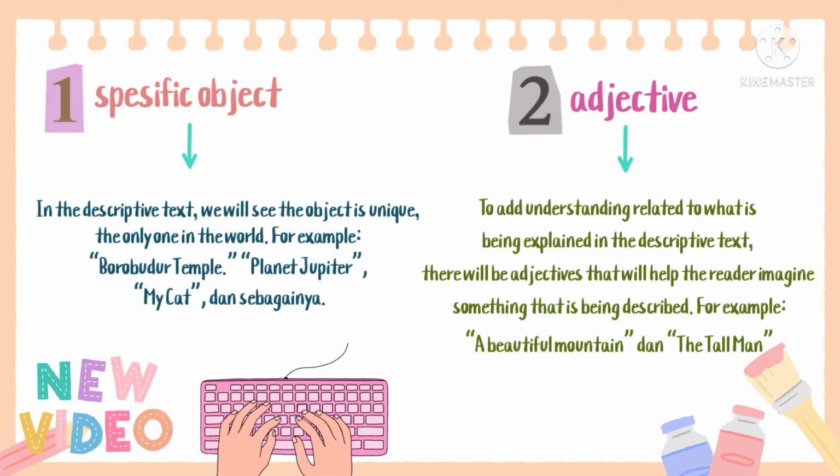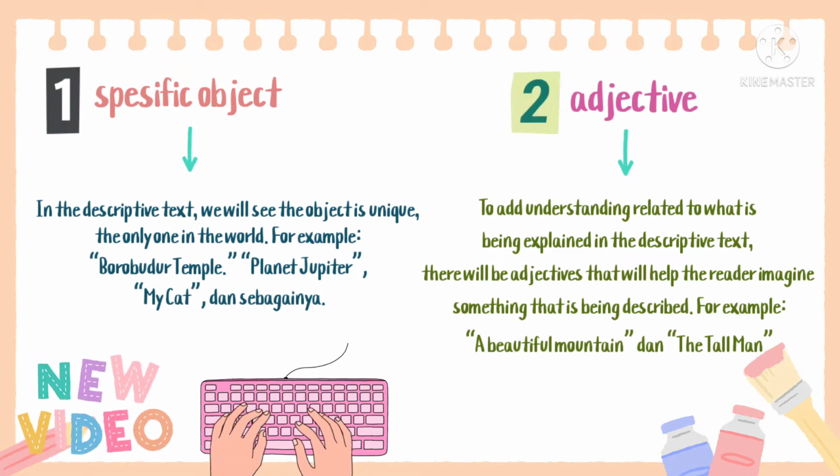For the second, adjectives. To add understanding related to what is being explained in the descriptive text, there will be adjectives that help the reader imagine something that is being described. For example, a beautiful mountain and the tall man.